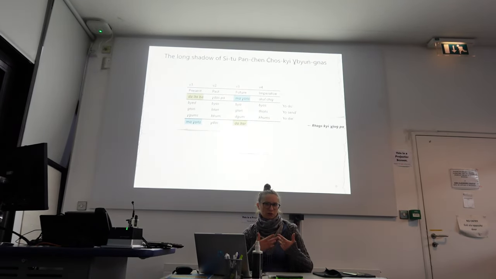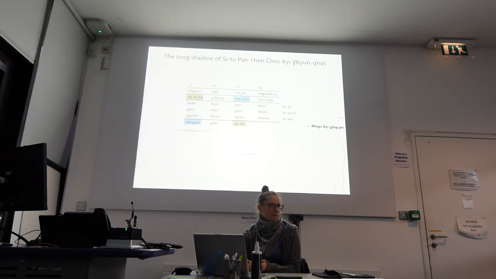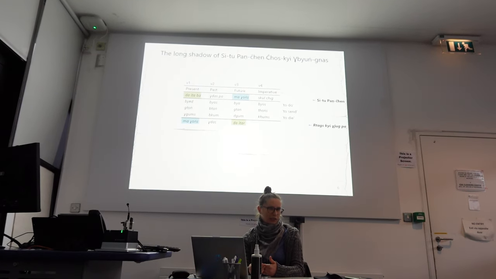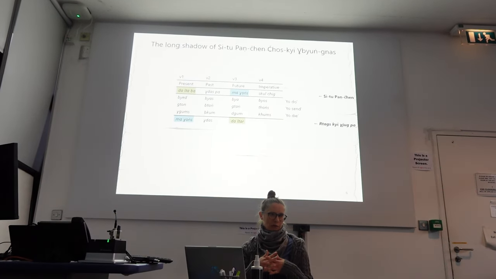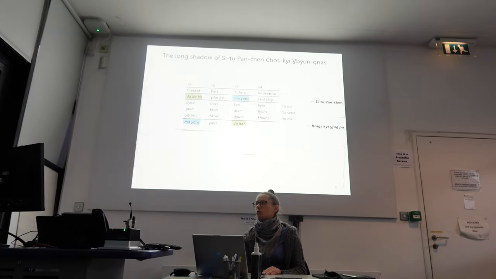So what he did, he rewrote the verse. I will not present his wording here, but he changed what the verse is saying, claiming that there must be some kind of error in the transmission. And he introduced these terms, calling V3 now Ma'ong. So it was Si-tu Paṇ-čhen, as far as we can tell, who switched the labels, so that we have what we have today, namely that V1 is termed present, V2 past, V3 future, and V4 imperative.